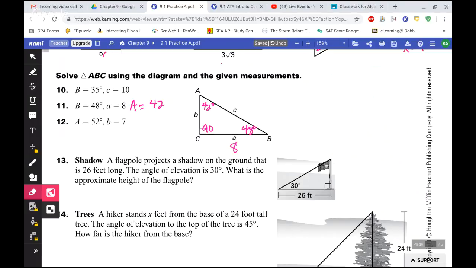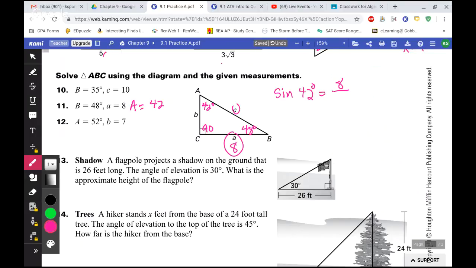So now we'll have opposite over hypotenuse, which is sine, or we could even do cosine and use B if we wanted to, and do adjacent over hypotenuse. So either way you wanted to think of it would be fine, as long as you're using the right trigonometric function. We'll stick with sine 42 degrees equals opposite, which is 8, over hypotenuse.